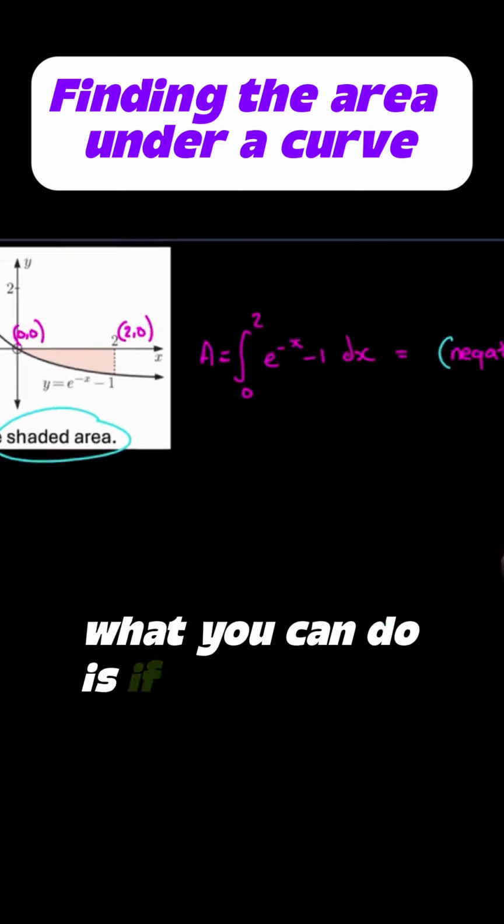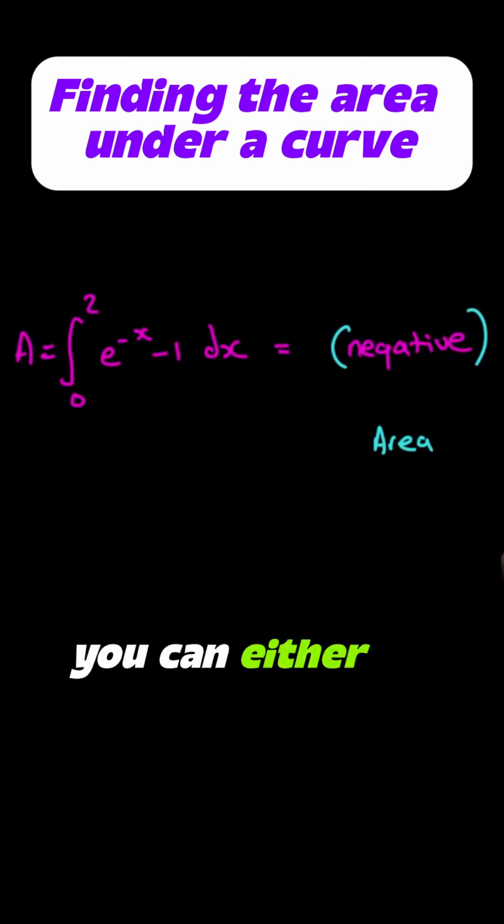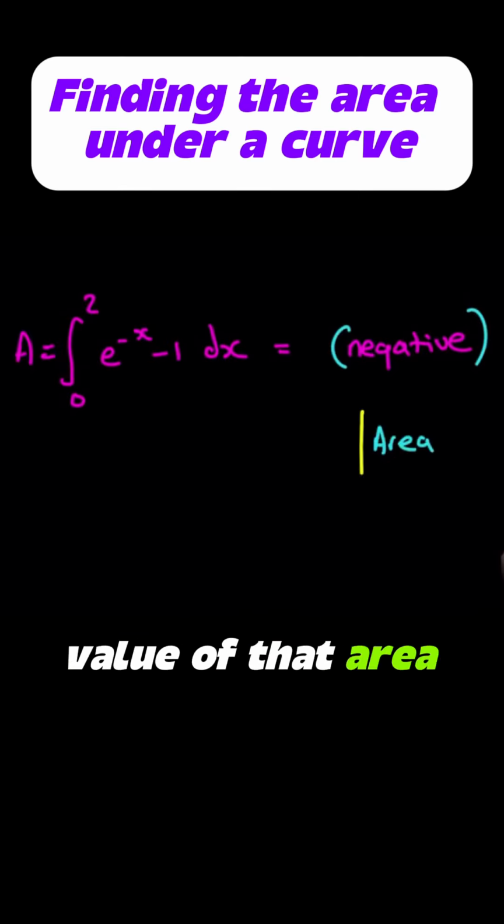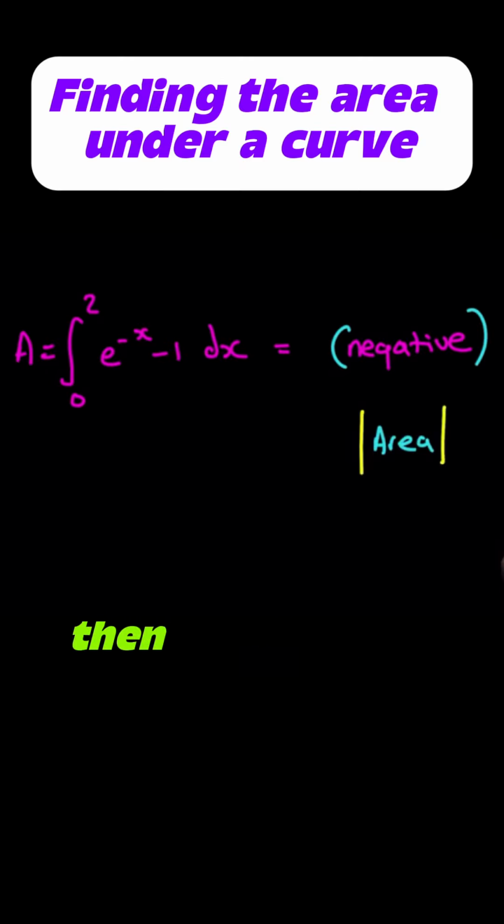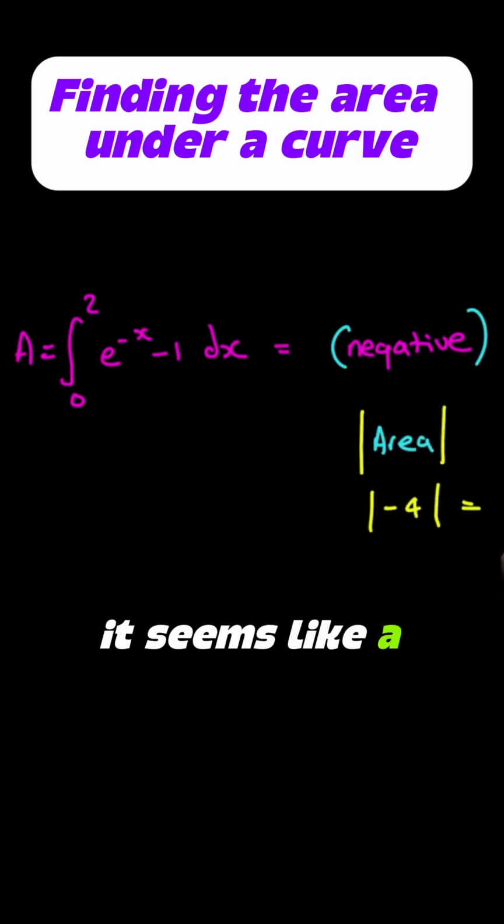Okay, if you find an area that's negative, you can take the absolute value of that area at the end. Therefore, let's say for example the area came out to be minus 4, then you could take the absolute value of that and it would become 4, right? So positive. So it seems like a simple fix.